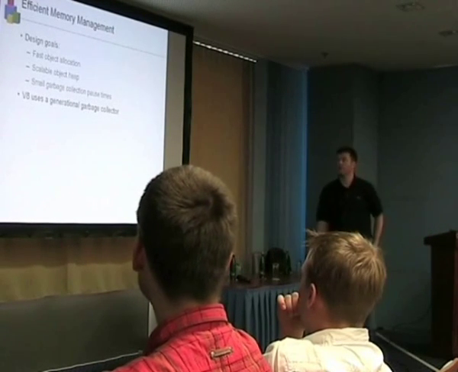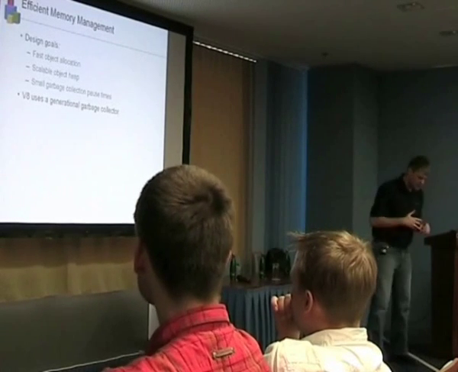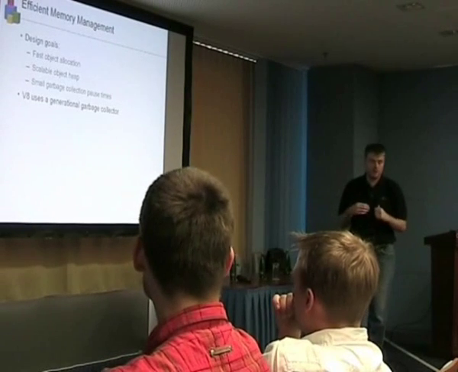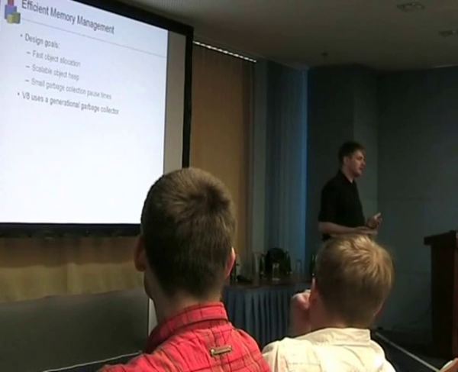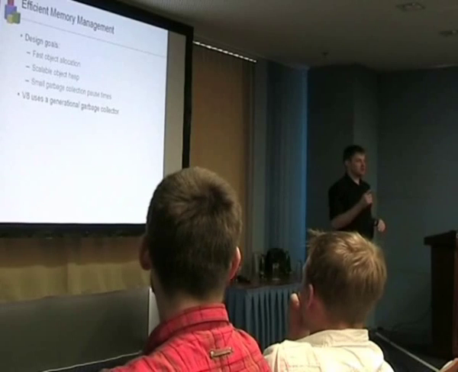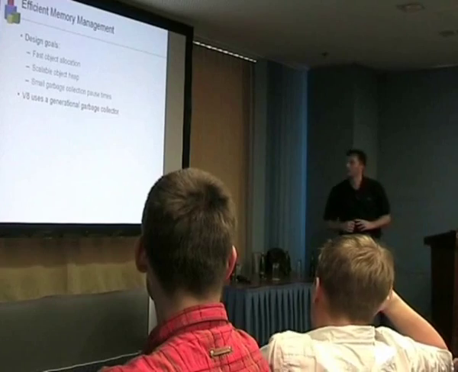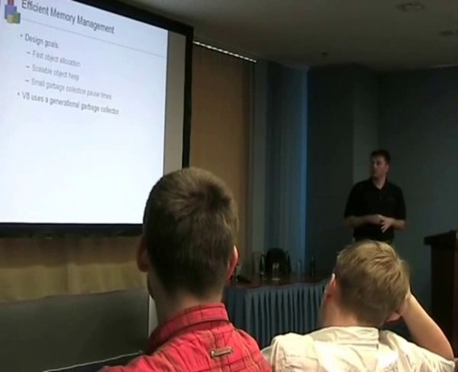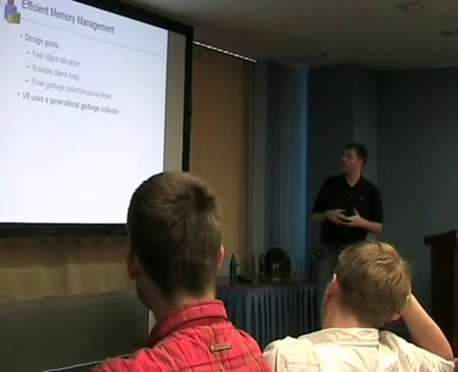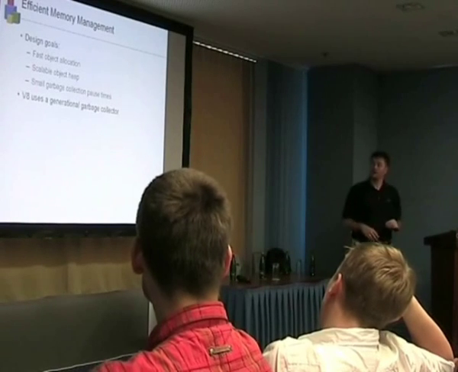On to efficient memory management. So we had a couple of design goals for the V8 memory management. We wanted object allocation to be really fast. If you write object-oriented programs, you're going to have a lot of object allocations, and we want that to be really fast. So we're aiming for having object allocations that are just bumping a pointer, so just a single pointer increment. We want to have a scalable object heap where we had small garbage collection pauses. And the way we do that is that we use a generational garbage collector. And I'll tell you some more about that right now.